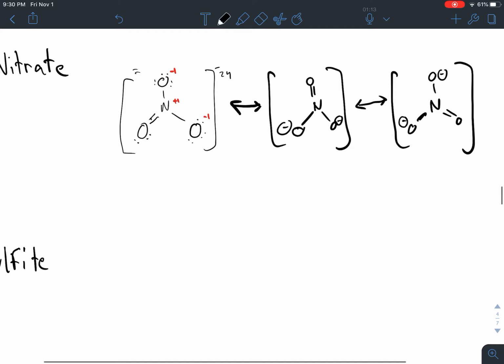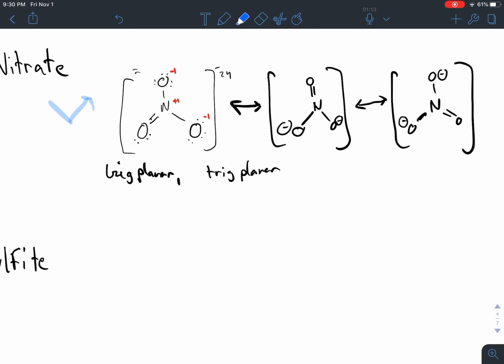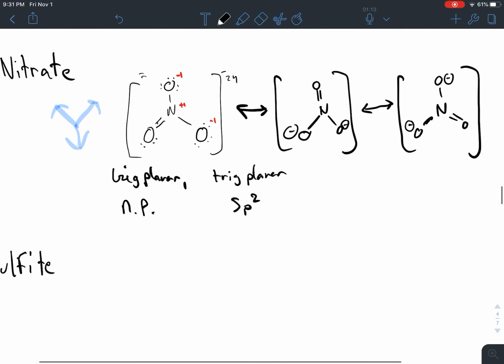Okay. So the base shape is trigonal planar. The molecular shape is trigonal planar. It's not polar, even though there are 3 dipoles, because it's all on the plane. It all cancels out. The hybridization of the central atom is sp2.